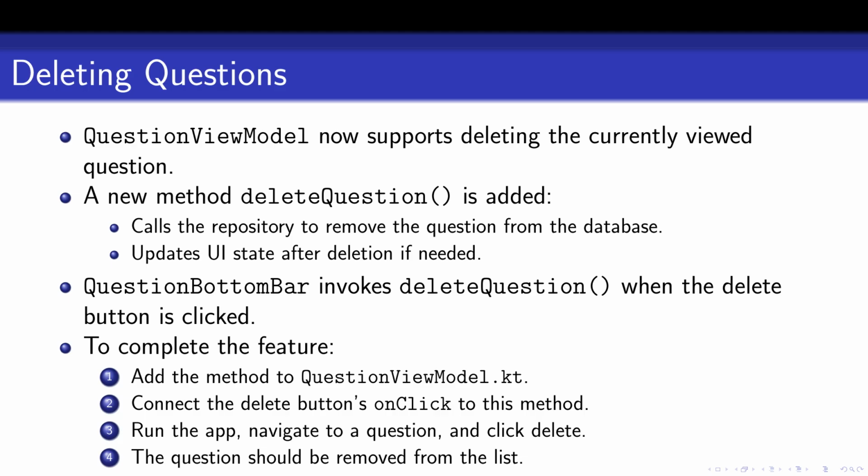To support deleting questions, we extend the question ViewModel with a new method called deleteQuestion. This function removes the current question from the database using the repository. It also updates the state depending on whether the deleted question was the only one, the last one, or somewhere in the middle of the list, ensuring a smooth user experience without crashes or inconsistencies.